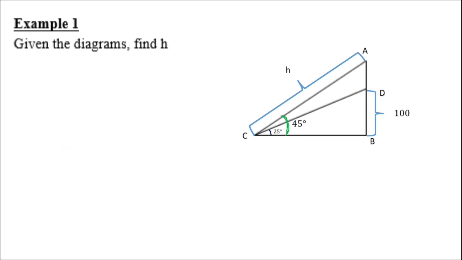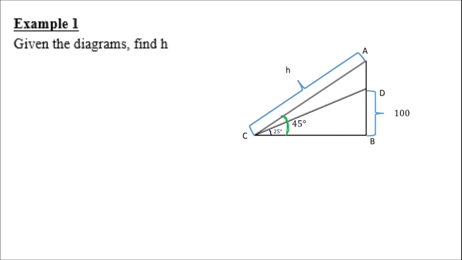Okay, given this diagram, find h. Now let's talk about what we know. We know these are our angles. We know the opposite side of this angle. But what we don't know is the opposite side of this one, and we don't know any hypotenuse. So what can we find out? That's the question that you start to ask yourself: what can I find out?